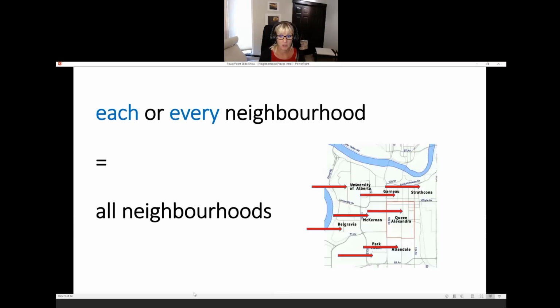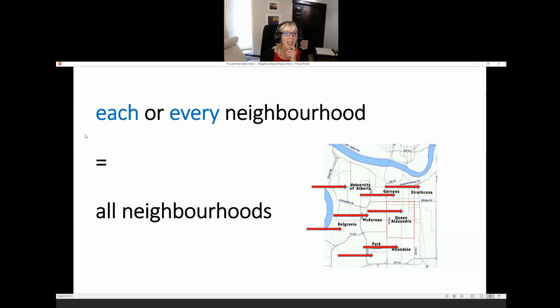Let's look at our quantifiers. You will read the words each or every. When I say each neighborhood, I mean all neighborhoods. So on our picture of the map, I have, let's count them. 1, 2, 3, 4, 5, 6, 7, and 8 neighborhoods. I have 8 neighborhoods.